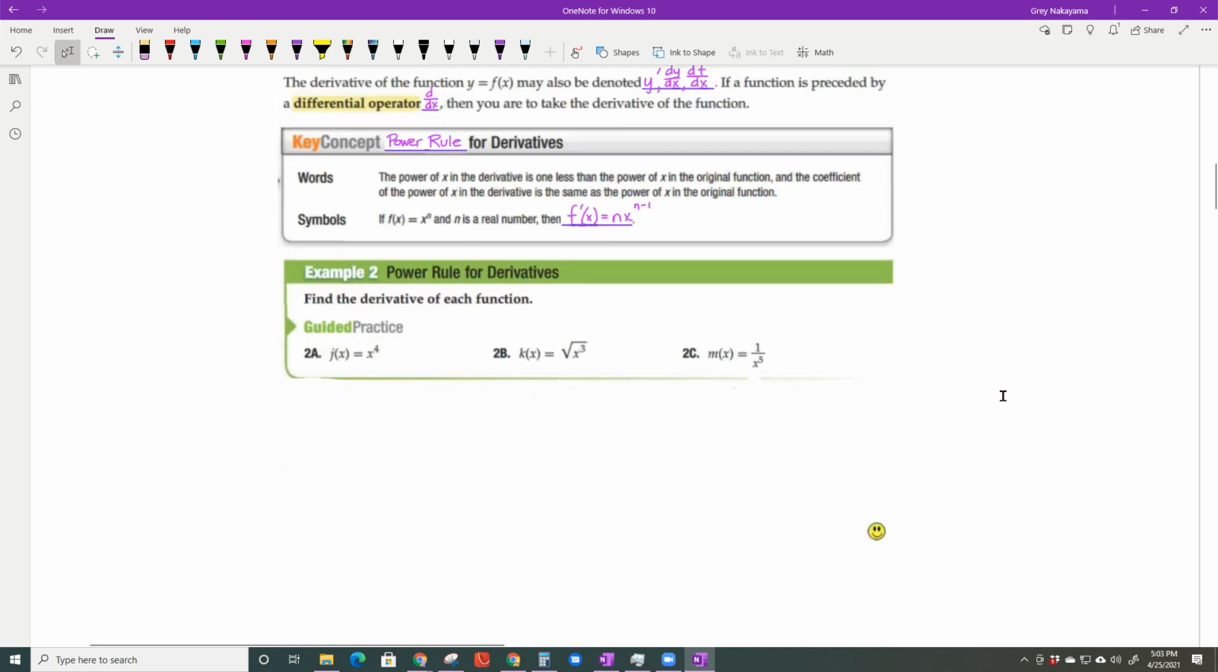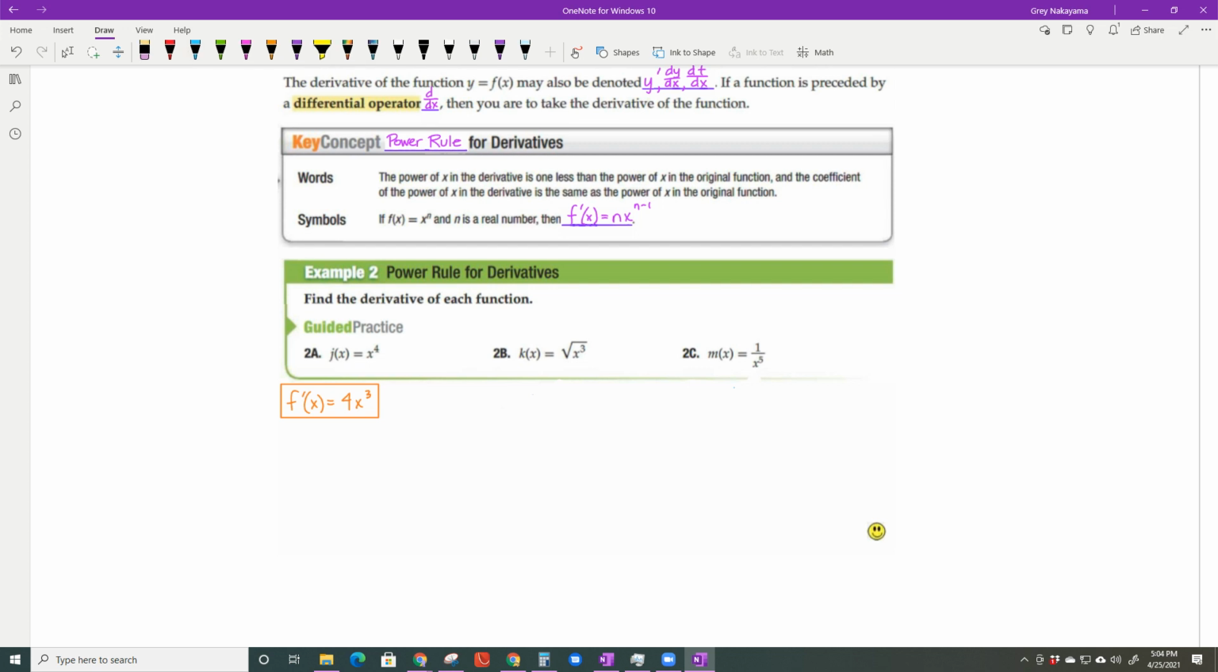So here are 3 examples I'm going to do for you. First off, it says j of x equals x to the 4th. And so I'm going to find j prime. I said f because it looked like an f to me. F or j, either way, you'll be fine with it. So I moved the 4 down front. I have a 4. And then I lowered my exponent by 1. 4 minus 1 is 3. Look at 2b. It says k of x equals the square root of x to the 3rd. You cannot do it like that.